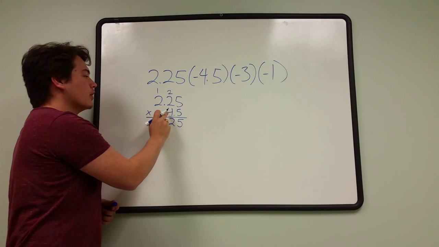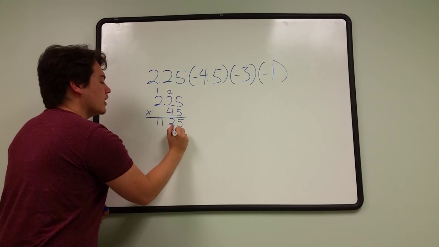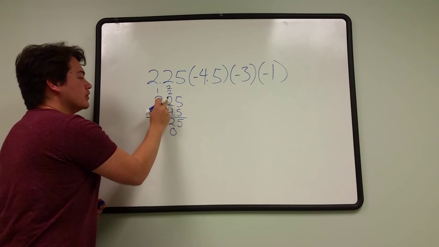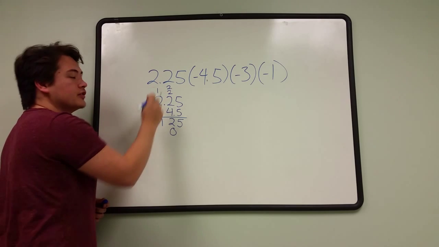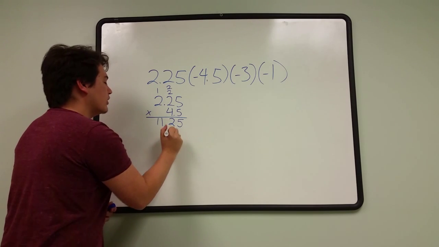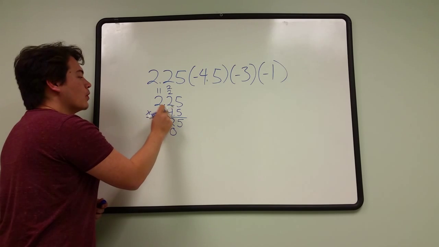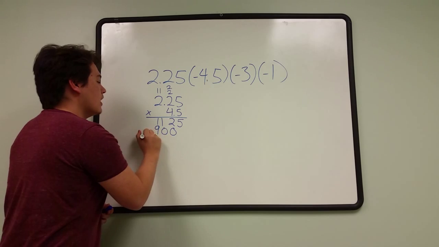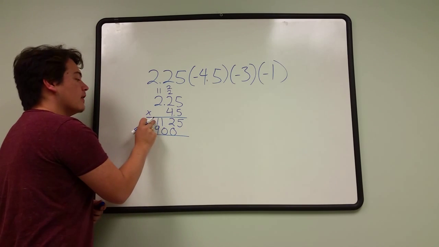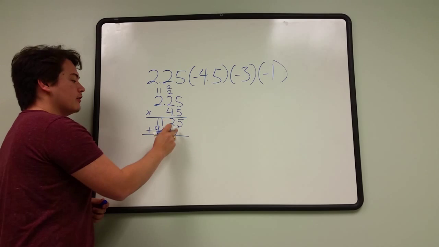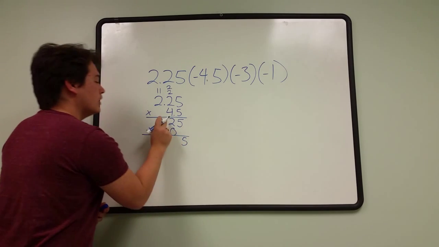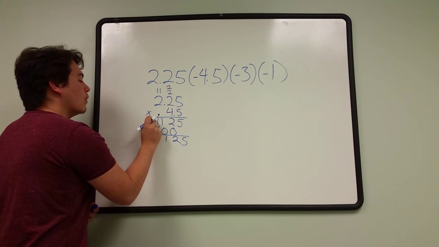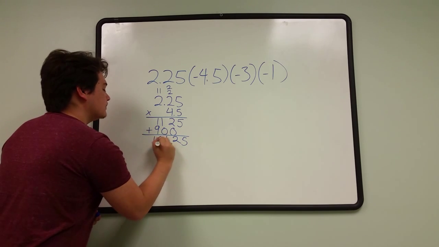Now we're going to do it for the 4. 4 times 5 is going to give me 20. Bring down the 0, carry the 2. 2 times 4 gives me 8, plus 2 gives me 10. Bring down the 0, carry the 1. 4 times 2 gives me 8, plus 1 gives me 9. And all we're going to do is add this and this together. 5 plus nothing gives me 5. 2 plus 0 gives me 2. 1 plus 0 gives me 1. And 1 plus 9 gives me 10.